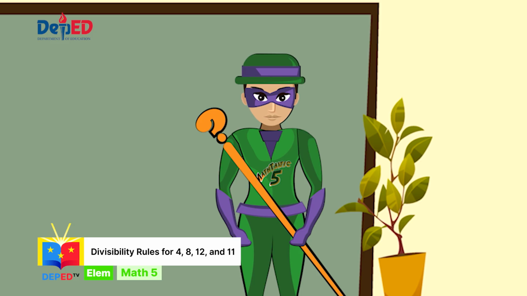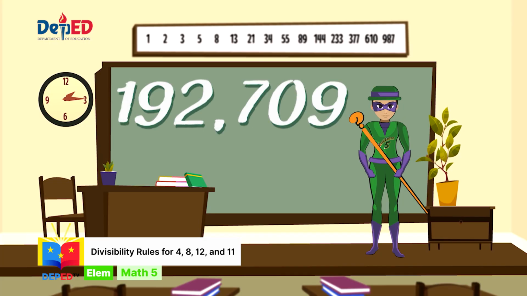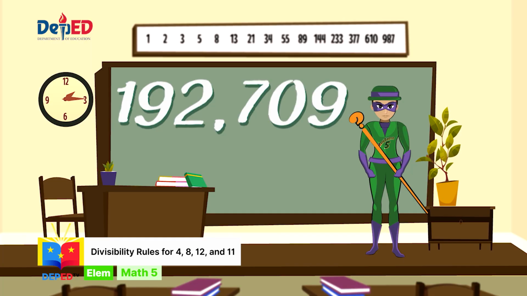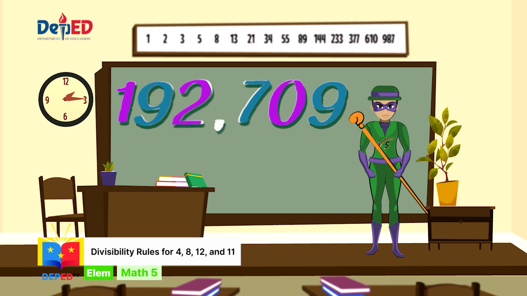Math heroes, here's more. 192,709. Is 192,709 divisible by 11? What's the first step? Right! Let's separate the digits in the odd places. These are 9, 7, and 9. Second, let's identify the numbers in the even places. 0, 2, and 1.